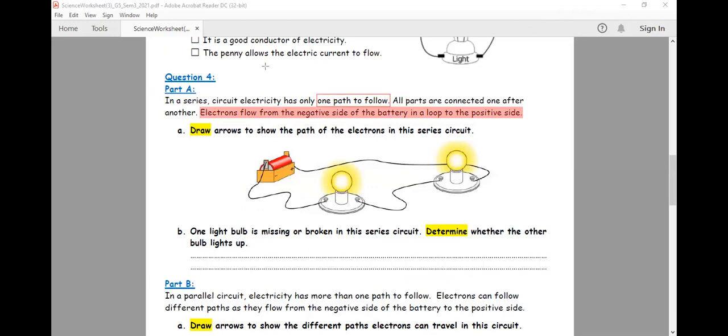Who wants to try? Marlon, do you want to draw arrows to show us how electrons flow in the circuit? Do you know how to draw the arrows? If not, I can ask someone else. Yalla, go for it. Draw arrows to show us how electrons flow in this circuit, and remember that electrons leave the negative side of the battery and go back to the positive side of the battery.